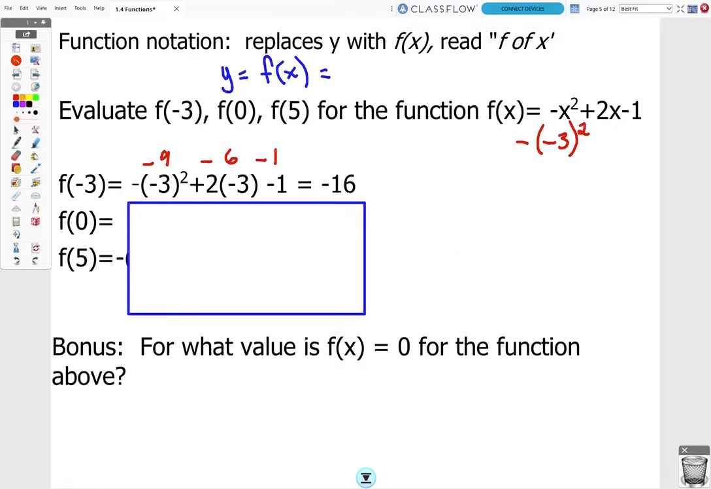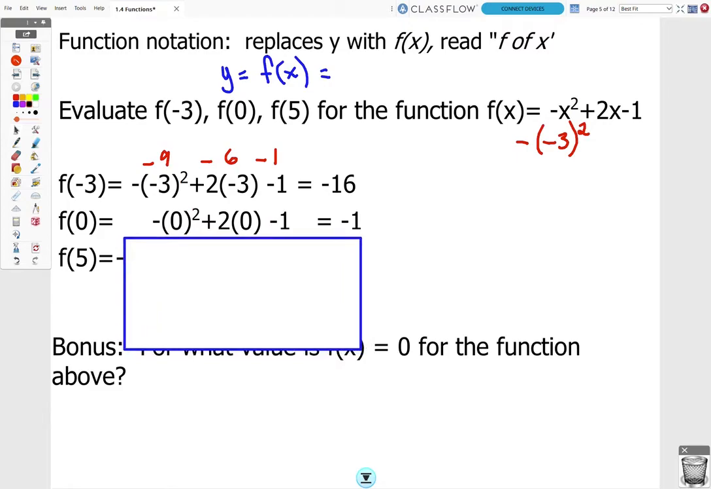The next one is super easy, because if I'm asked to replace a 0, if it's got an x, it's going away. So for this next one, we're looking at 0 squared plus 2 times 0 minus 1, and that's only going to be -1.